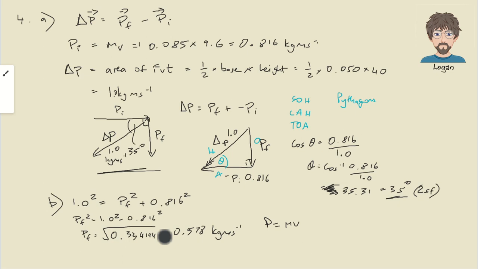So P equals mv. Substitute first: 0.578 equals the mass, which we've been given, 0.085 times V. V equals 0.578 divided by 0.085, which is 6.8 meters per second to two significant figures.